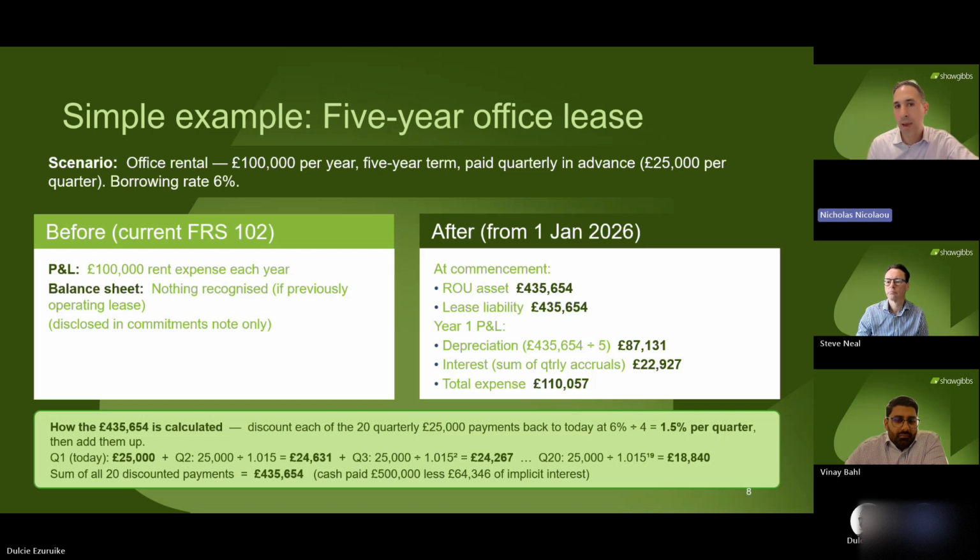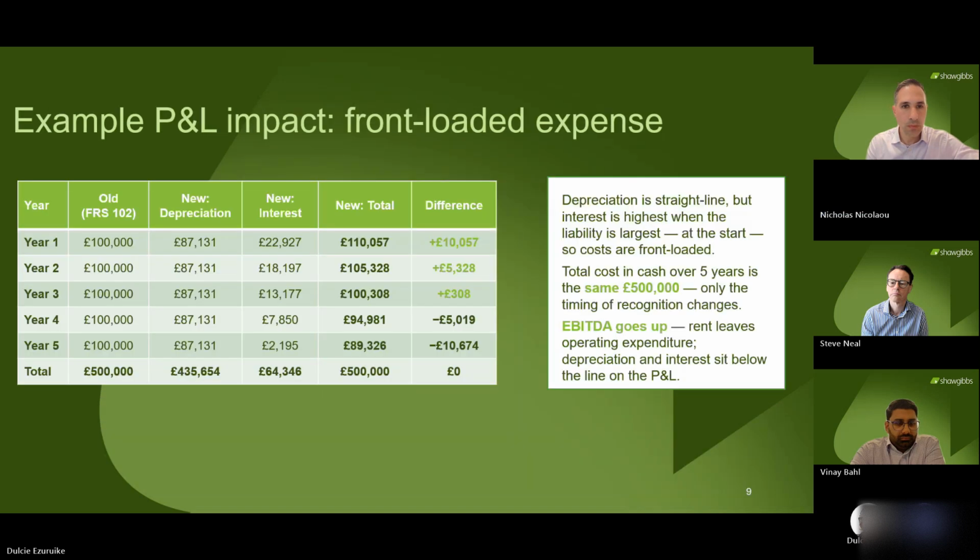Going forward, you've got to recognise this right of use asset at 345k with a lease liability equal to that of 345k. And again, this is calculated by applying the borrowing rate over that 5-year period. And the next slides will show you how that's calculated. So if we flip to the next one. Yeah, so here is what it will look like in practice.